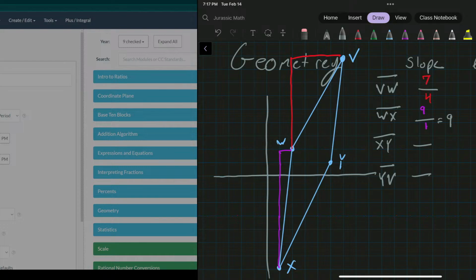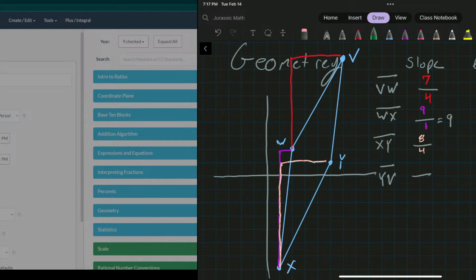XY. XY. Well, once again, that's positive. So up 1, 2, 3, 4, 5, 6, 7, 8. Over 1, 2, 3, 4. Uh-oh. Zoltan tells me that's 8. Yep. 2 to 9. No, that's 7. Okay, cool. They're off just by a little.